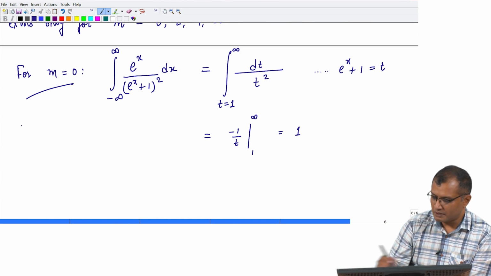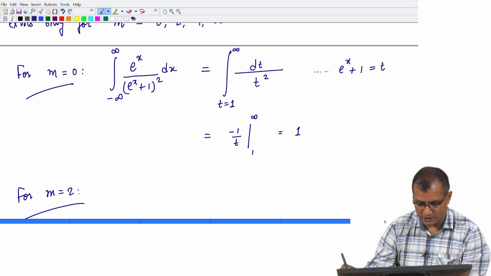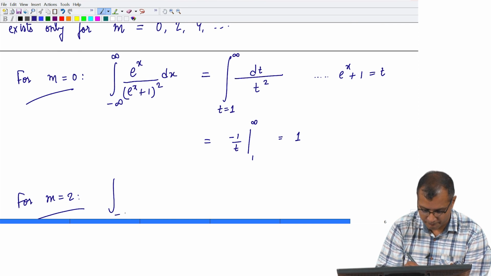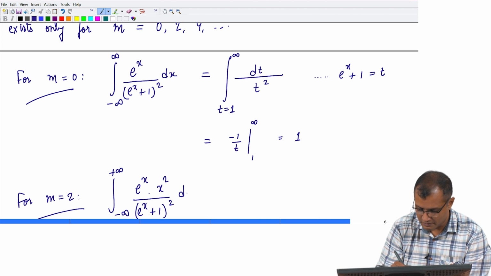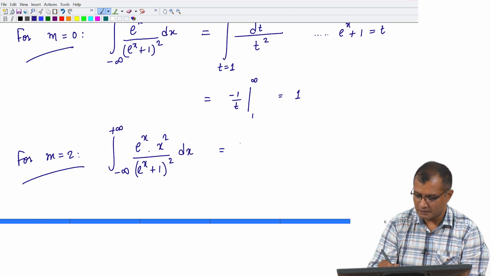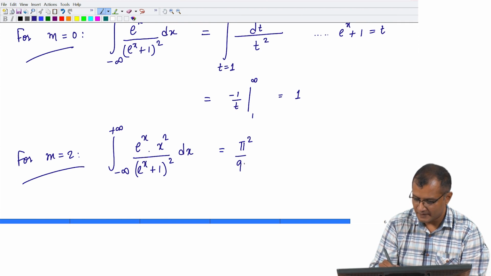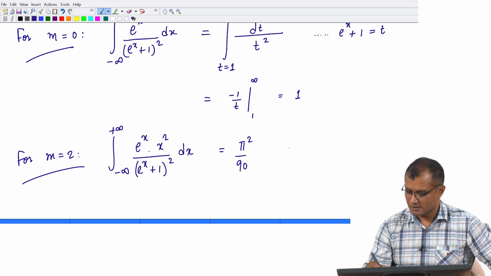Let us compute for one more value, m equal to 2. So, for m equal to 2 this integral will give me minus infinity to plus infinity e raised to x into x square upon e raised to x plus 1 the whole square dx, and this integral can be shown to be pi square by 90. I leave that as an exercise and we will do this in the separate tutorial.